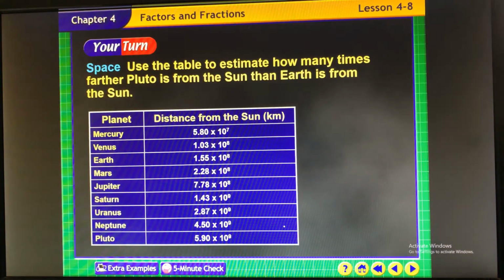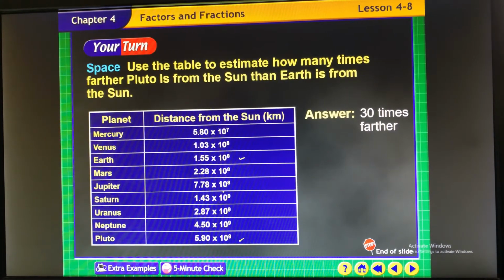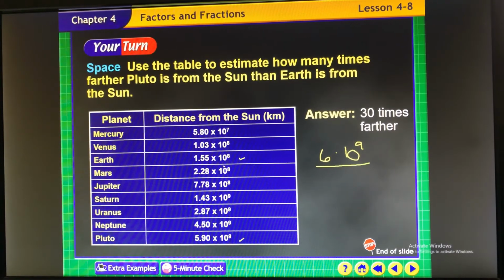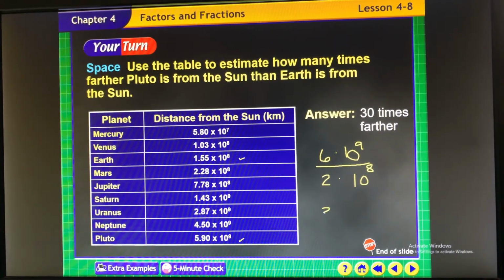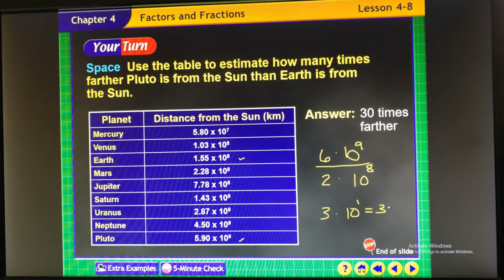And then we would do it again, but this time it's Pluto and the Earth. So here's Pluto, and here's the Earth, and you do the same process. This time you would find it's about 30 times. Because I would estimate this to be 6 times 10 to the 9th, and I would estimate this only to be 2 times 10 to the 8th. Simplify this, you would get 3, and then same base, subtract exponents, times 10 to the 1st, which would just be 3 times 10, which would be 30.